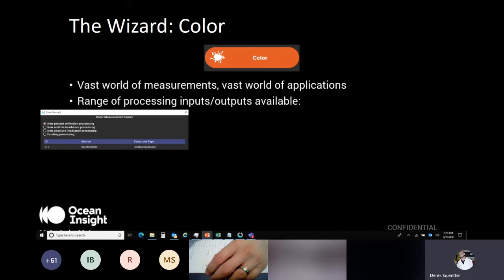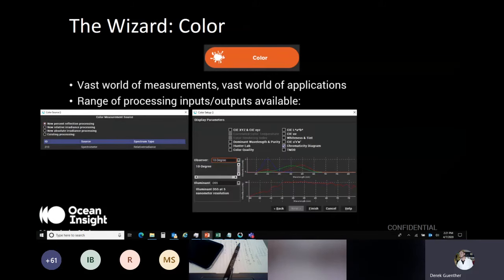So when you're going through that wizard, you're going to notice, like I said, a whole range of both inputs and outputs available. So for the inputs, you can see you can work in percent reflection, you can work in your relative irradiance, you can work in absolute irradiance, or you can work in some existing mode that you've already got going in the software. The guy had a relative irradiance down here already going. But look at the outputs. You can do all of this in a chromaticity diagram and then table outputs as well. You can set the observer to a 2-degree or a 10-degree vantage point there. The illuminant is set. I picked the D55, which I assume is some daylight iteration.